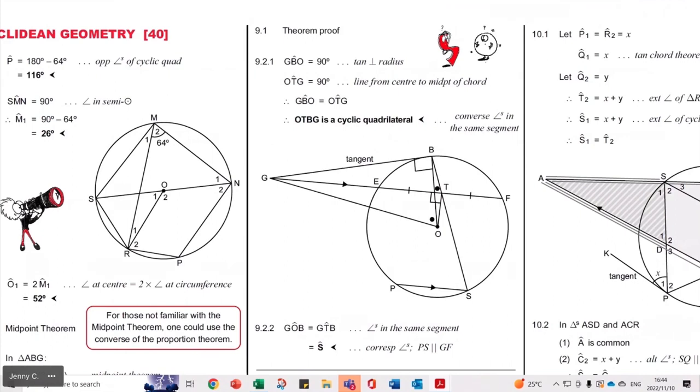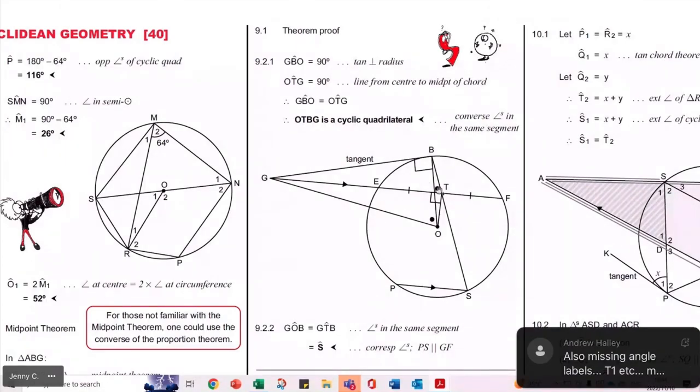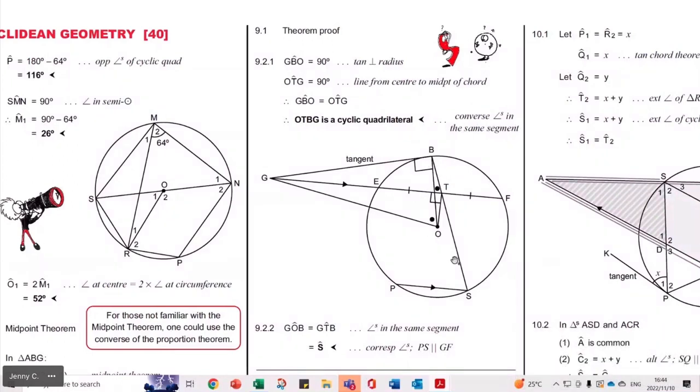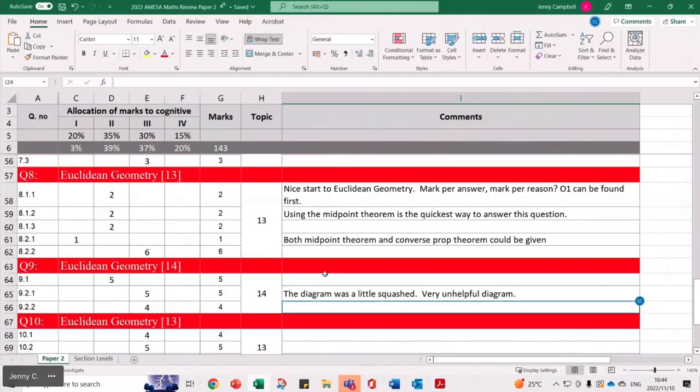Correct. I think the diagram is not a nice diagram to give them at all, and I'm sure one could draw a much nicer diagram. Yeah, absolutely. I agree with you completely. And then 9.2.2, because you've got the cyclic quad, you can get angles in same segment equal, and then you've got corresponding angles to get angle S. So there was question 9.2.